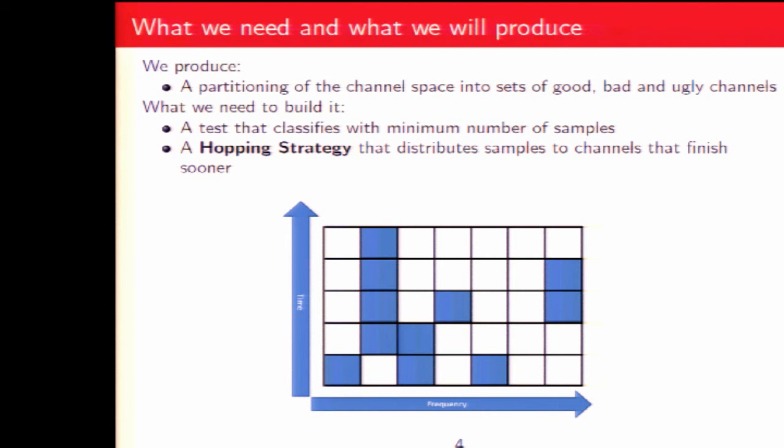If the secondary user had a map of the probability of finding a blue chip in any frequency at any time, then that secondary user would have a much easier time filling in the space. So what we're going to do is build that map. The things we're going to need to do it are a test that classifies with the minimum number of samples and a hopping strategy for distributing the measurements. You'll see why I need those two things in a minute.